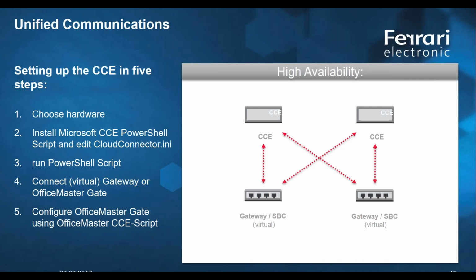On the right side, you see a typical high availability configuration where you may have 2 CCE in parallel with 2 gateways and SBCs, and each one talking to both sides on the other side. So if one of these 4 parts has a failure, everything else would continue working without any interruption.